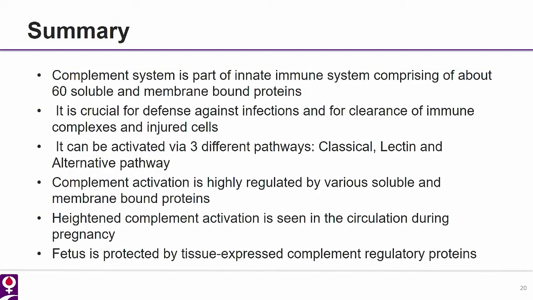So here is the summary of my presentation. The complement system is a part of the innate immune system which involves around 60 soluble and membrane-bound proteins. It is very important for host defense against infections, and also plays an important role in clearance of apoptotic and injured cells. Complement can be activated by three different pathways: classical, lectin, and alternative. To avoid any negative impact of complement activation, complement is highly regulated by different proteins. There is heightened complement activation in the circulation during pregnancy, and to avoid the negative impact of that activation, embryonic tissue enhances the complement regulatory proteins.